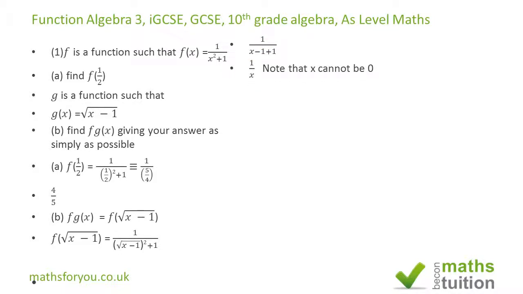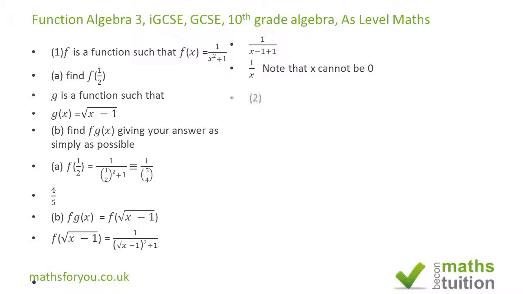Now you have to say that this is only valid if x cannot be 0, because 1 over 0 will give you a maths error in your calculator. Try it and see. So x cannot be 0 for this question. So x can take any value apart from 0.